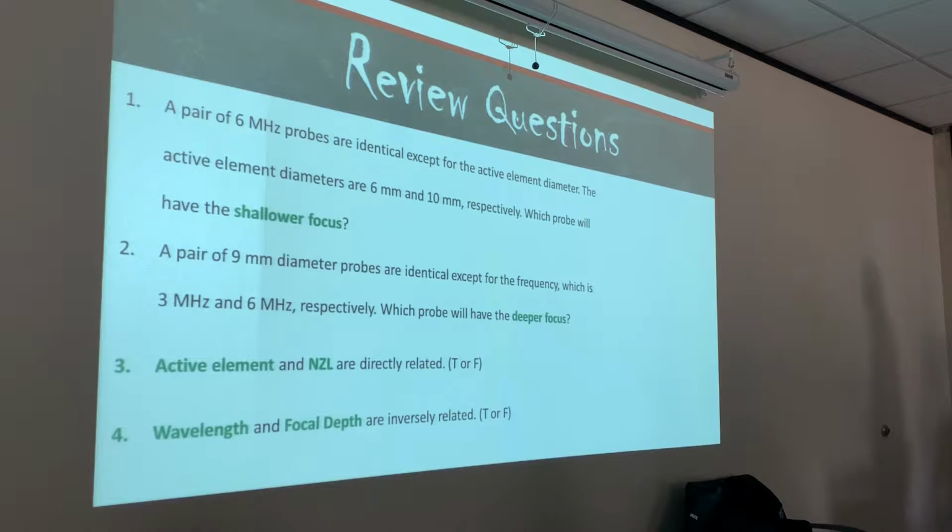All right. A pair of 6 megahertz probes are identical, except for the active element, except for the PZT. The active element diameters are 6 millimeters and 10 millimeters. Which probe will have the shallower focus? Again, what's our relationship between focal depth and what it's asking us about? Direct relationships. So out of these two, if they're direct, we're looking for the one with the shallower focus.